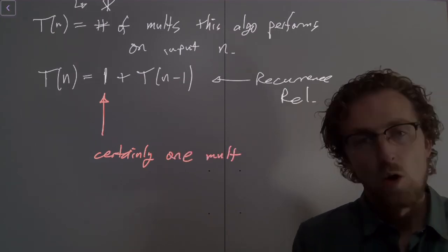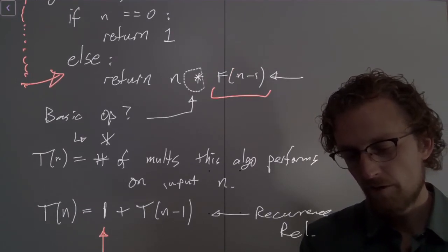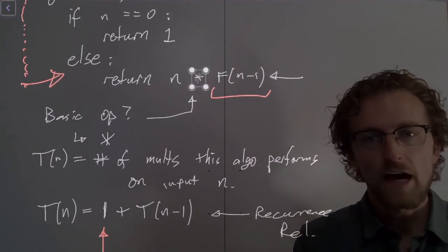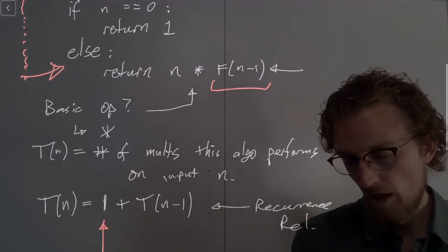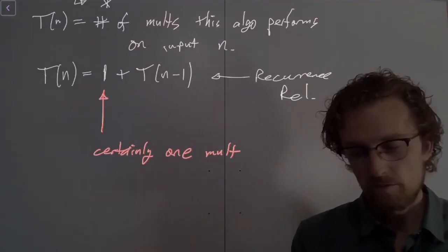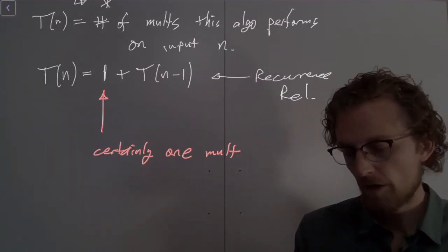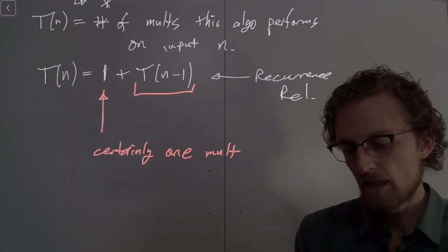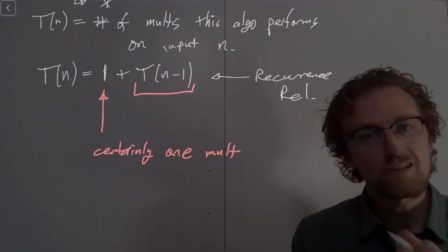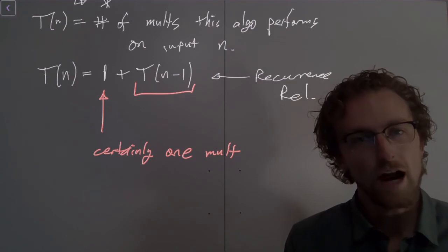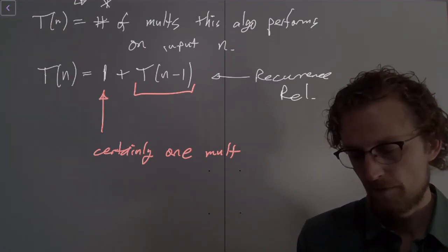Where does that multiplication come from? It comes from right here. That's our multiplication that the one is capturing. And then there might be more. I don't know. I'm not going to go count them, but I'm going to let my recurrence deal with it. So what this says is maybe there's more. In fact, I'm just going to say there's as many more as there would be if I passed n minus 1 to my function.